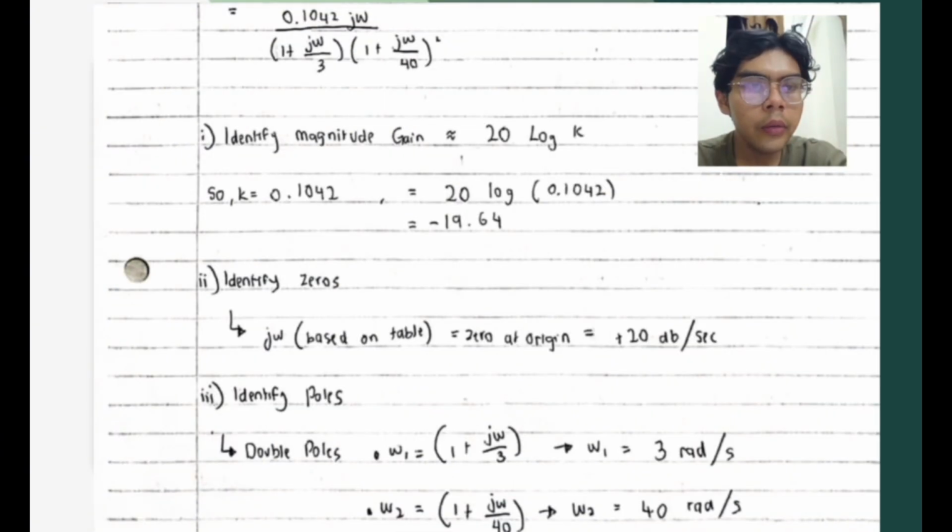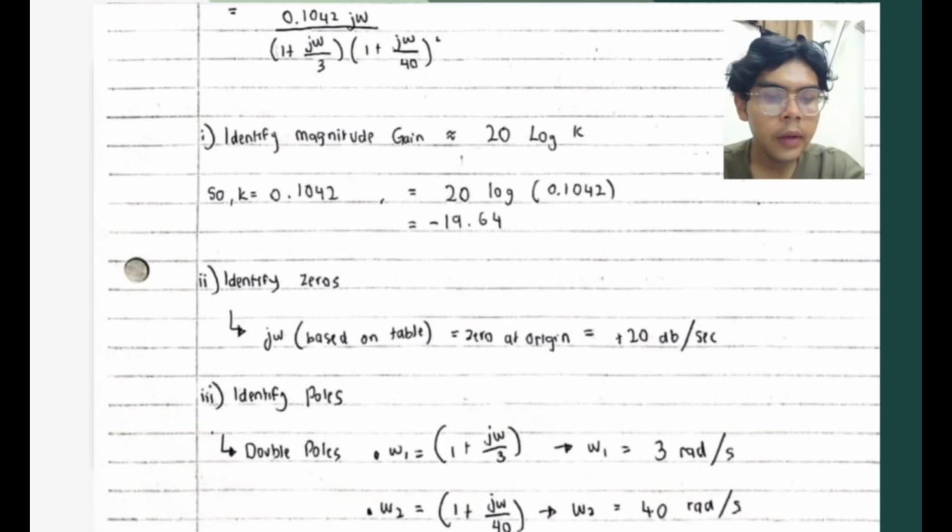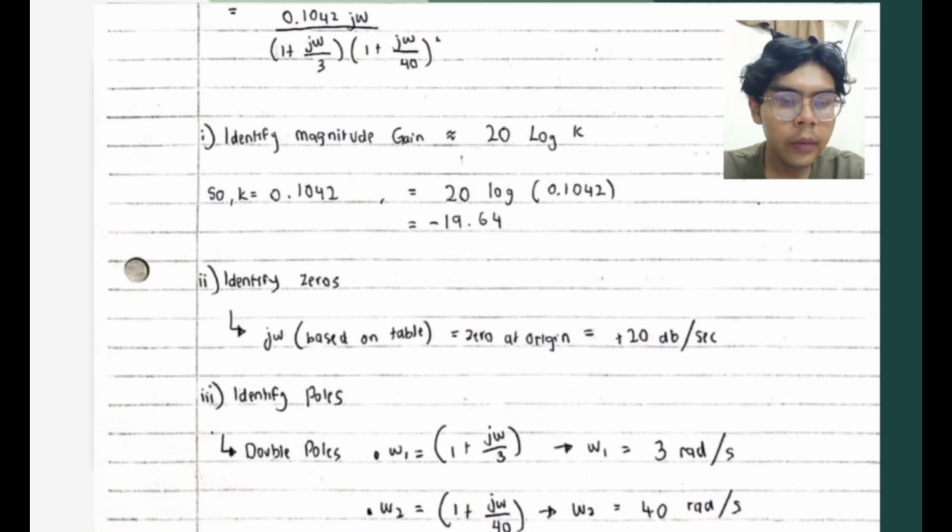After we get the new transfer function, we can identify the magnitude gain by inserting the new gain in the formula, which is 20 log K. So as we can see, K is equal to 0.1042, and we just insert it, 20 log of 0.1042, and we will get negative 19.64 dB, which is the magnitude gain that we can plot in the Bode plot. After that, we need to identify the poles and zeros.